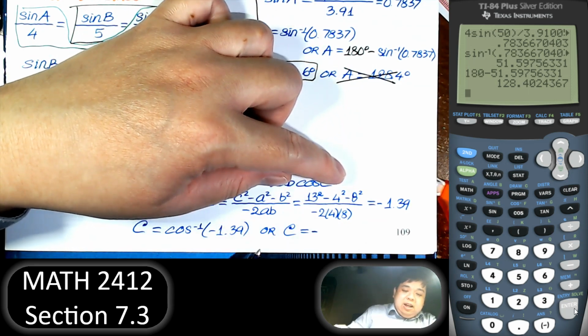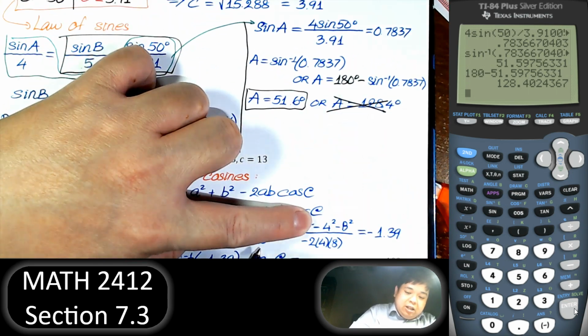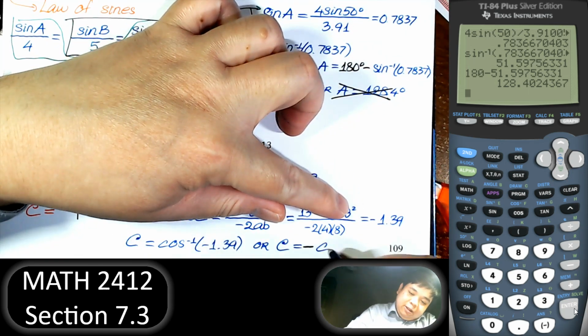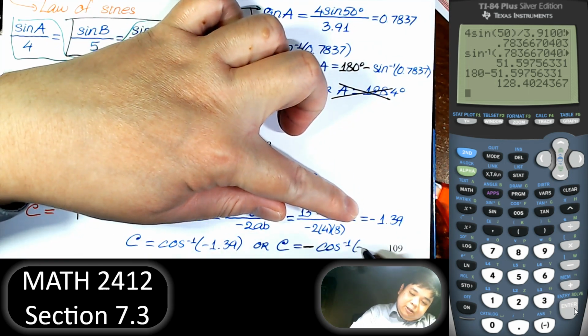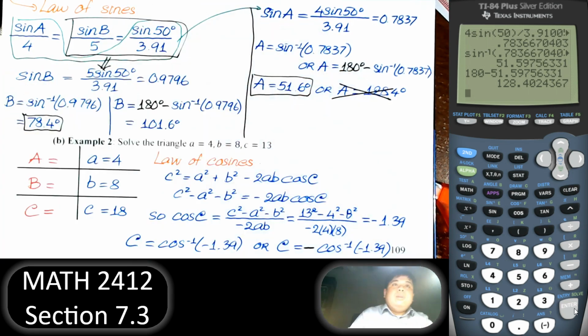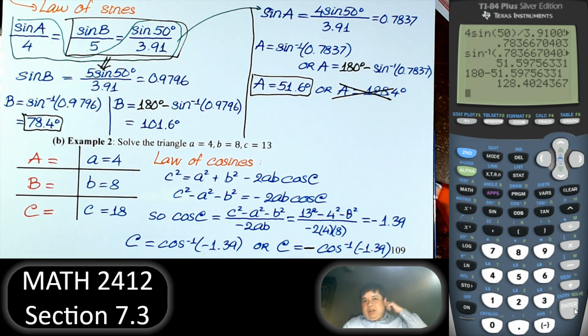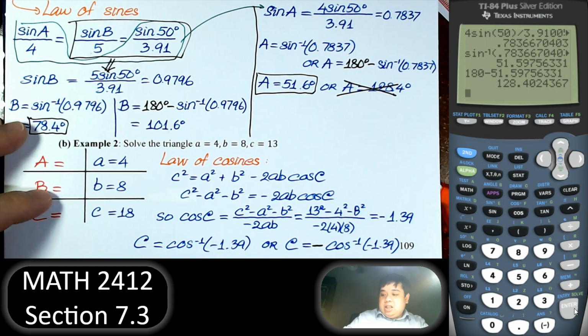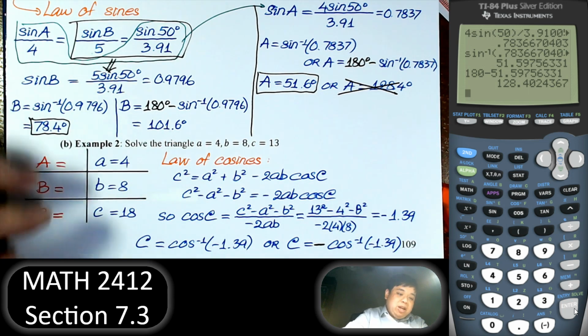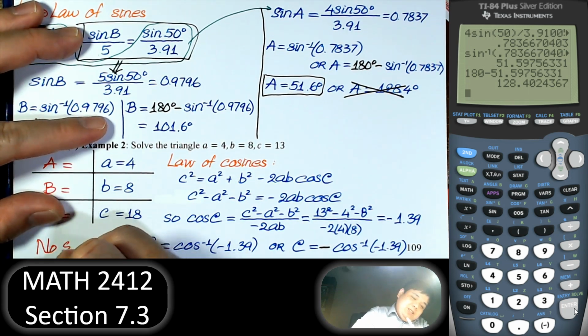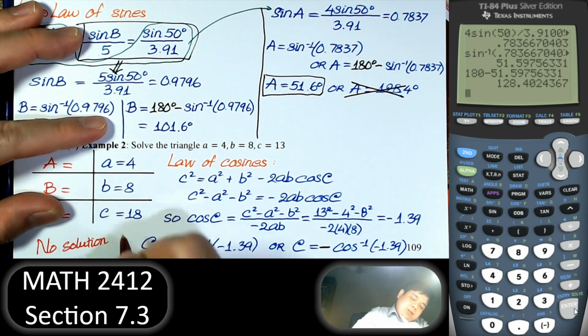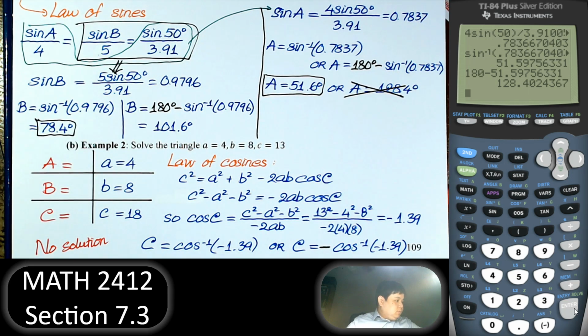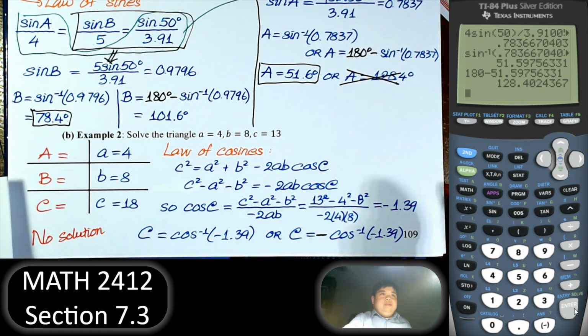Sine is supplement, cosine is opposite. But in either case, it is no solution because cosine has to be between negative 1 and 1. So we will take cosine inverse of that. It's undefined, right? So this one is no solution. That's why I only leave that much space for this problem. No solution.